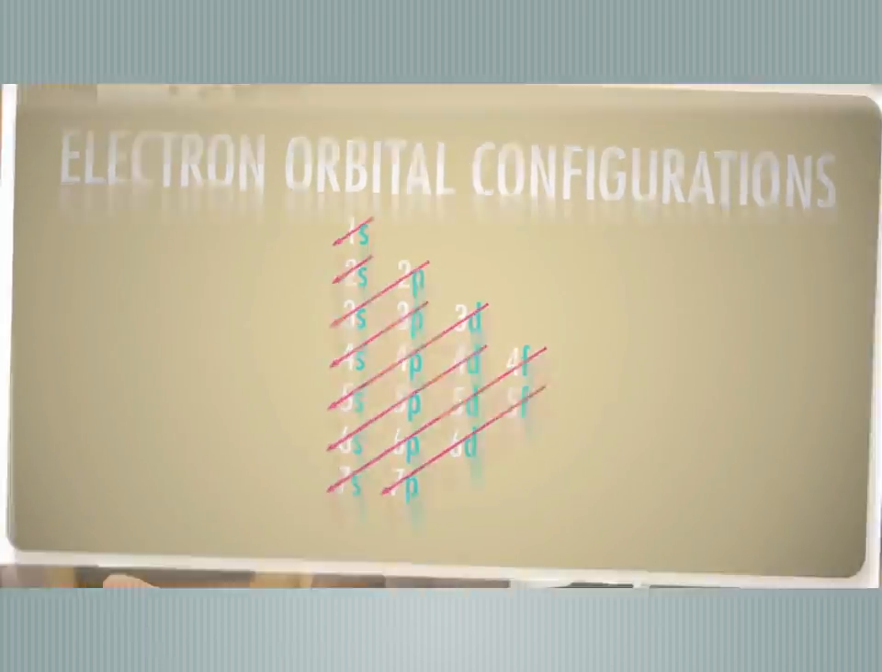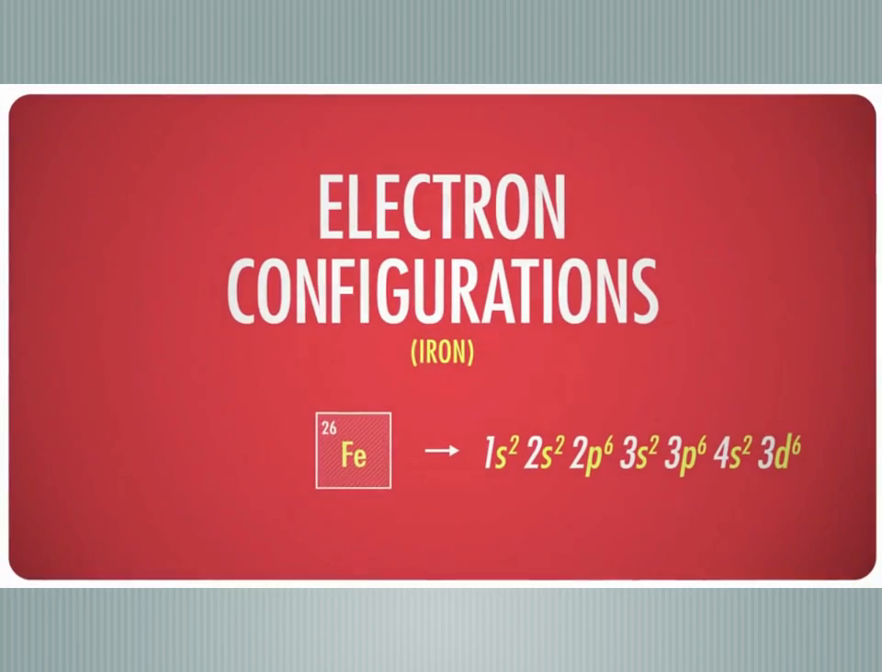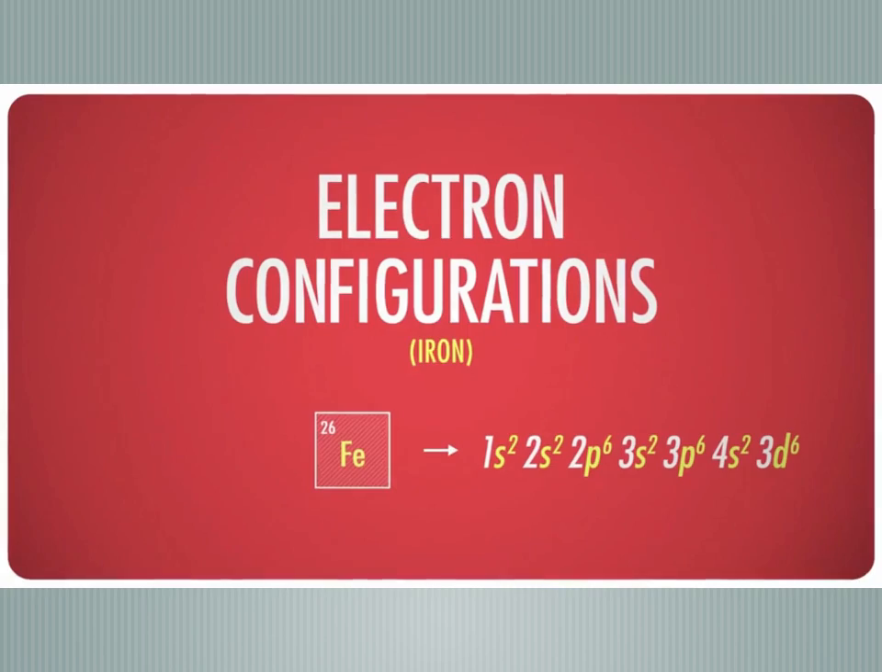Armed with this knowledge, you could write out the electron configuration for pretty much any element on the table. Iron, number 26, would be 1s2, 2s2, 2p6, 3s2, 3p6, 4s2, 3d6. Now, there are a couple of elements that have weird electron shells, but you can just look it up on Google.